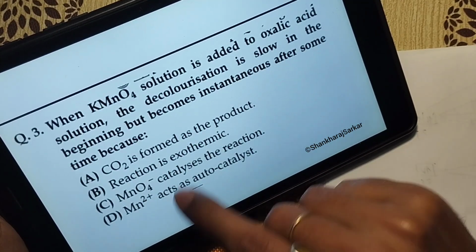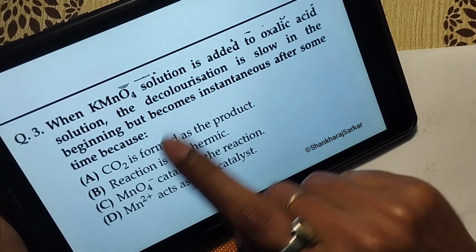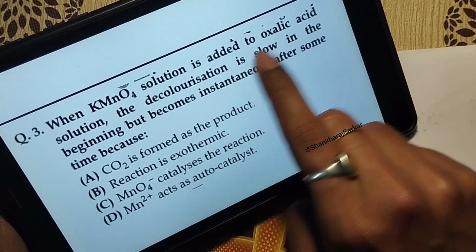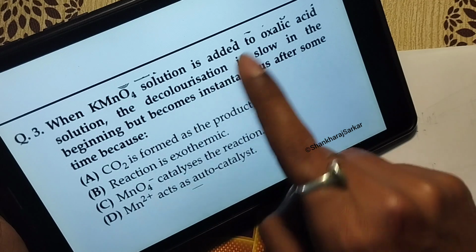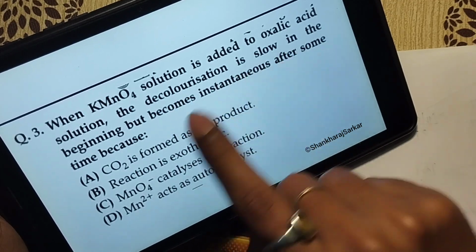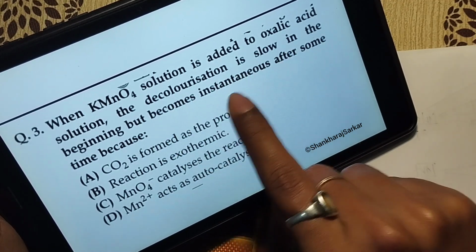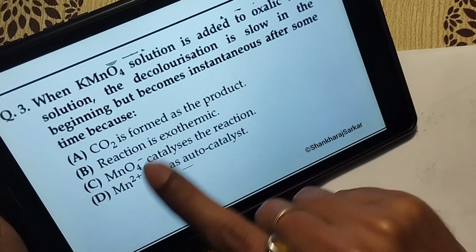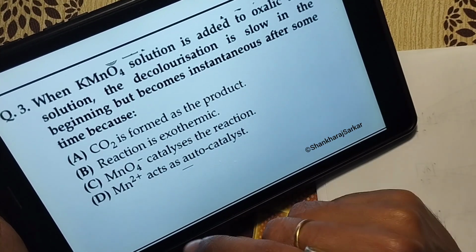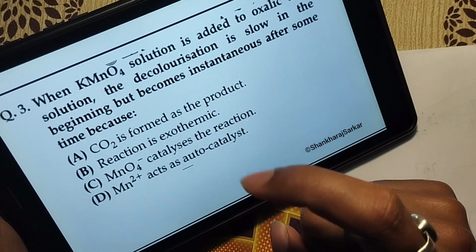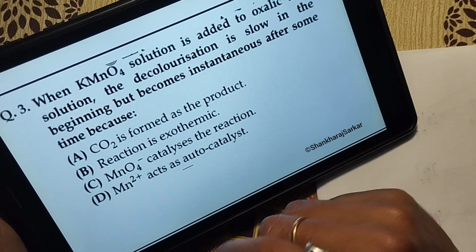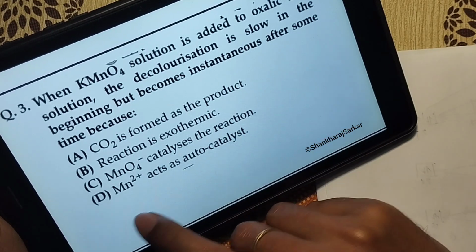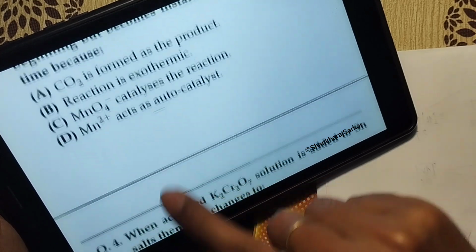Next, question number 3. In question number 3, it says when KMnO4 solution is added to oxalic acid, that means KMnO4 in acidic medium, the decolorization is slow in the beginning but becomes instantaneous after some time. It is because we know that KMnO4 in acidic medium converts into Mn2+, which will act as an autocatalyst for the further reaction. So that's why option D is the correct option.